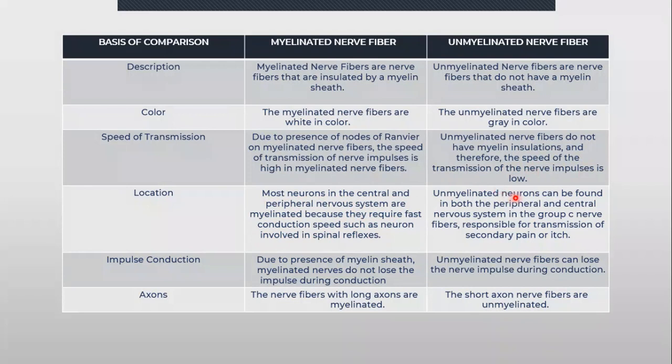While the unmyelinated nerve can be found in both the peripheral and central nervous system in the group C nerve fibers, responsible for the transmission of secondary pain or itch. Regarding impulse conduction, due to the presence of the myelin sheath, the myelinated nerve fiber does not lose the impulse during the conduction. So there is no loss of the impulse, while this one loses the impulse during the conduction. As for the axons, nerve fibers with long axons are myelinated, and nerve fibers with short axons are unmyelinated. So this one has a long axon and this one has a short one.